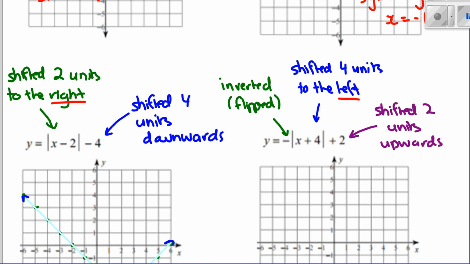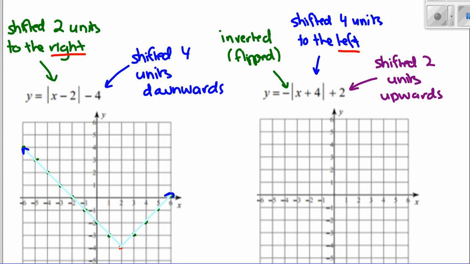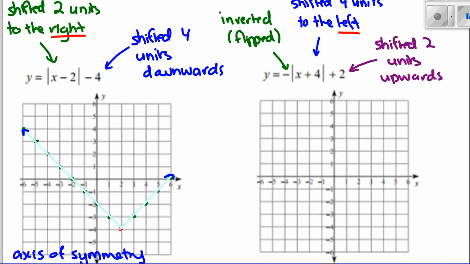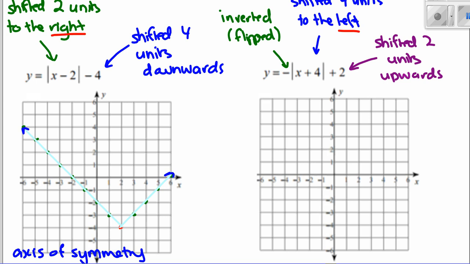So the little turning point, instead of being at 0, 0, it's gone 4 units to the left. So instead of being here, it's gone 4 units to the left and 2 units upwards, so it's moved to here. This little point that would have been here has gone 4 units to the left. And normally it would have gone up to here, but because of the negative, it's gone down here instead. Because it's going downwards. This little point here, 4 units to the left and 2 units upwards, instead that would have been here if you flip it upside down.